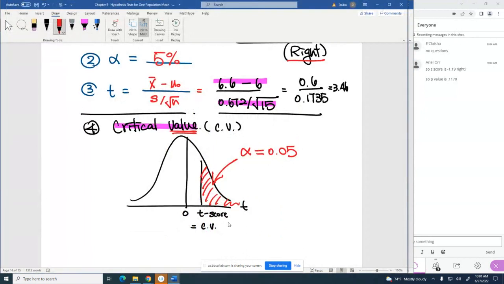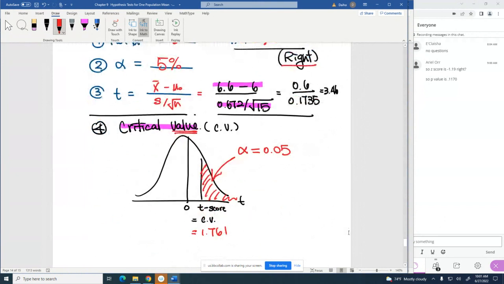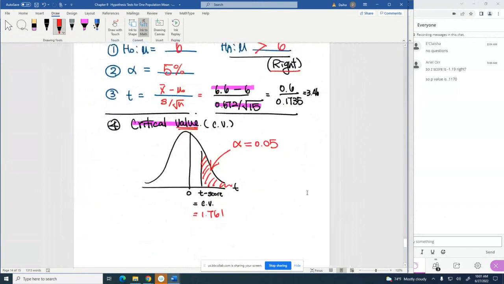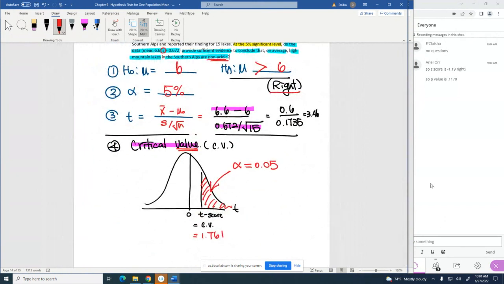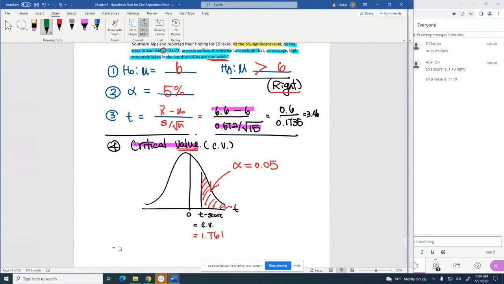So now I can say the critical value, the t-score, will be... what did I say? 1.761. Yes. So that will be the critical value. It makes sense, right? So far so good. Now we have to make the decision. Step 5, we have to make the decision.